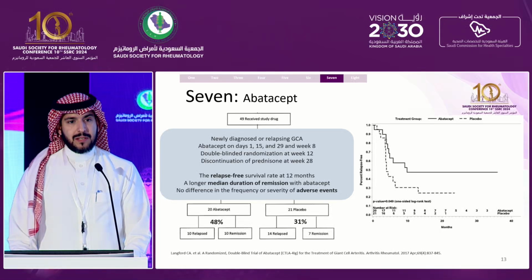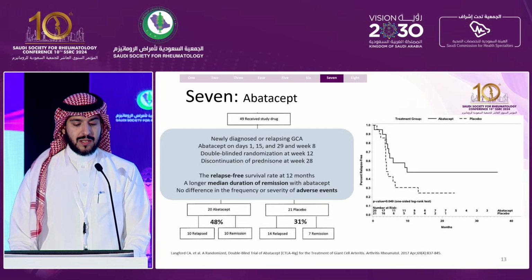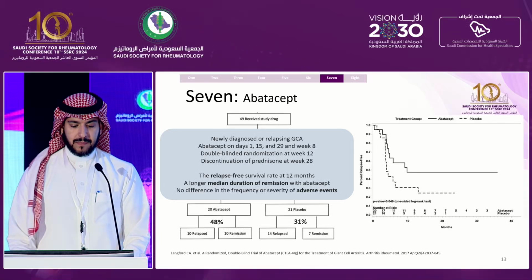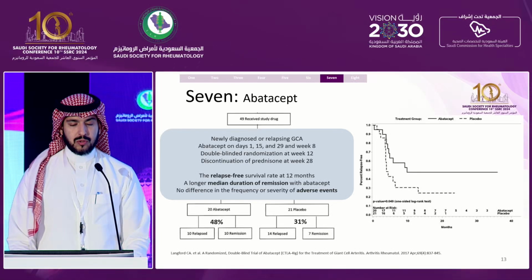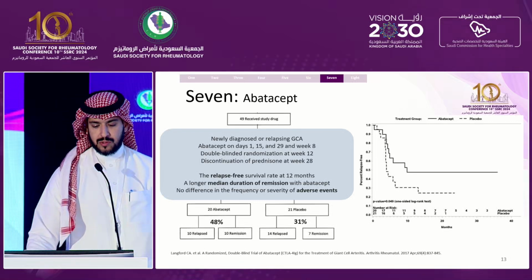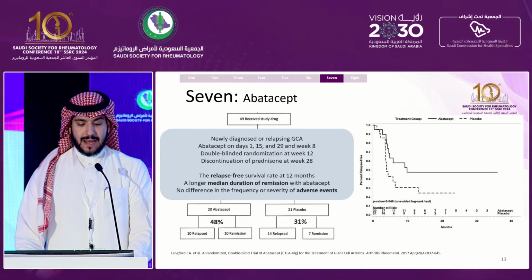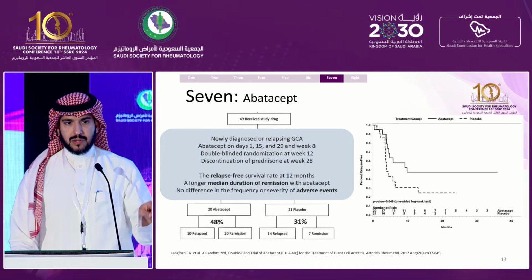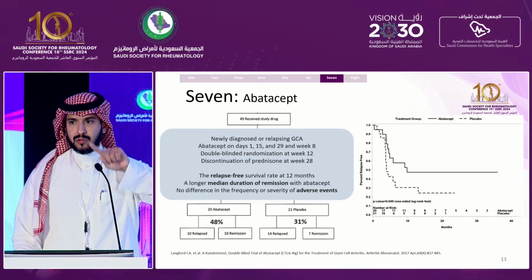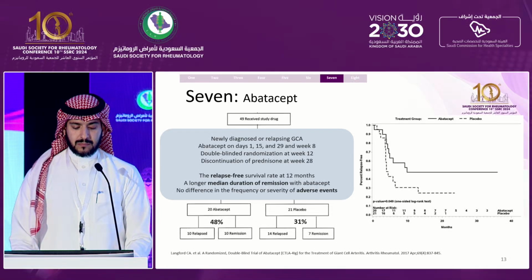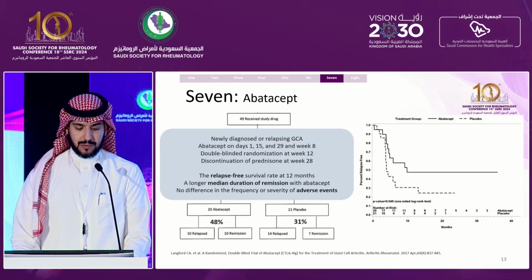Abatacept is an interesting approach in patients with GCA, where newly diagnosed and relapsing GCA patients were recruited and induced with abatacept, with 4 doses at day 1, 15, 28, and then at week 8. After that, if they achieved remission, which was only 41 out of the 49, they were randomized either to continue on abatacept or to discontinue.